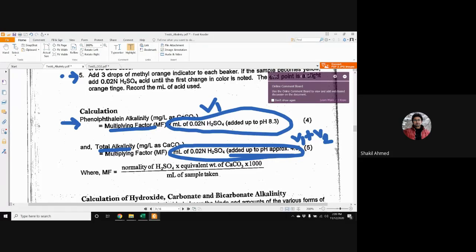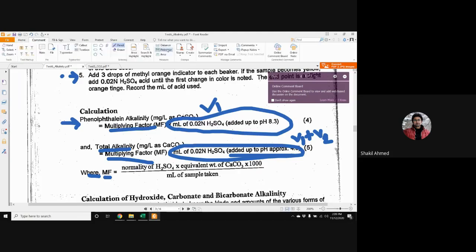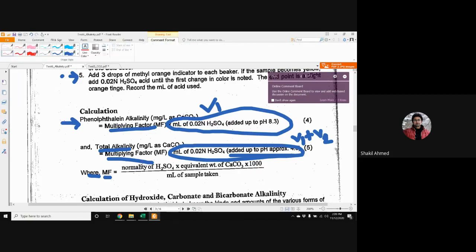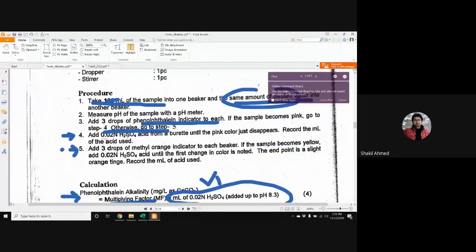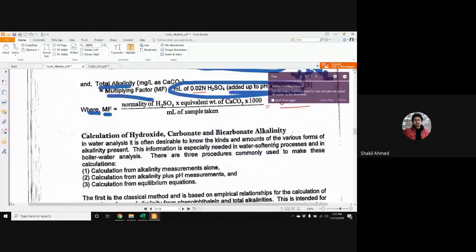Now, what is the multiplying factor? The multiplying factor can easily be calculated; it equals the normality of H2SO4. What is the normality of H2SO4? Tell me. 0.02 normal, right? That's the acid you have used. 0.02 normal H2SO4. You have added.